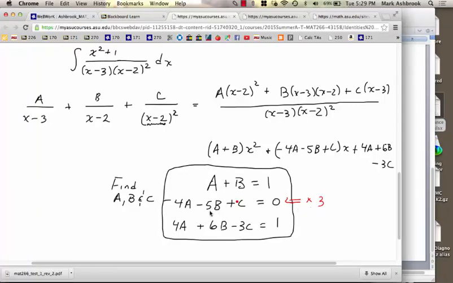So we multiply that by 3, and then we're going to add them together. So this would be negative 12a plus 4a. Negative 8a.